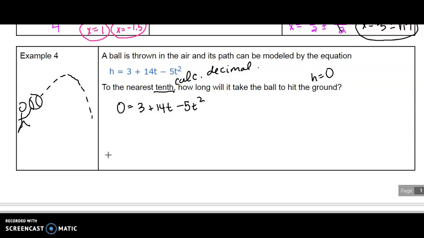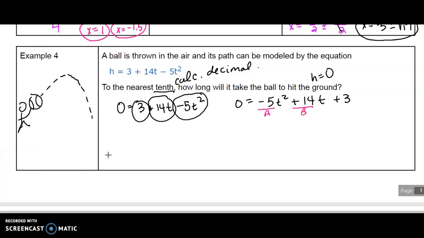Now, this one's not in order, so I would go ahead and rearrange them. You don't change the signs, you just put them in order. So I'm going to put this one first, this one next, and then our 3 is positive also at the end. Okay, so we get A is negative 5, B is 14, and C is 3.